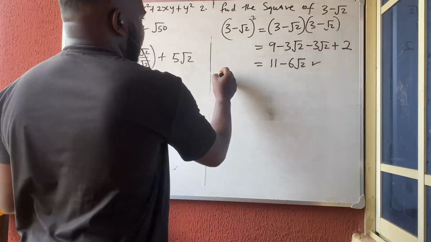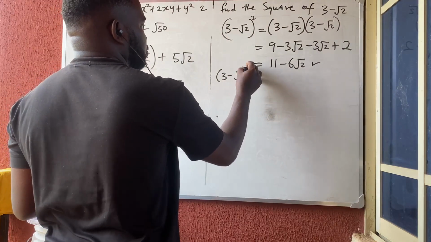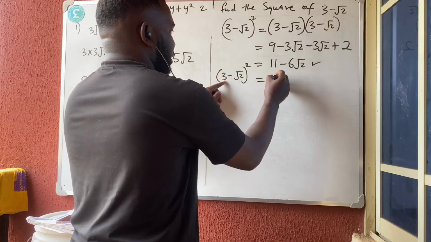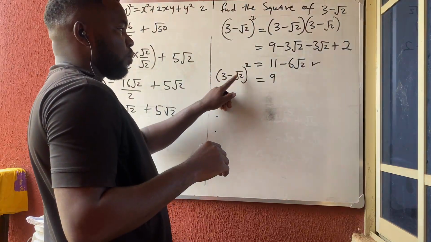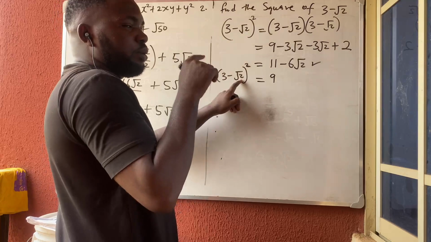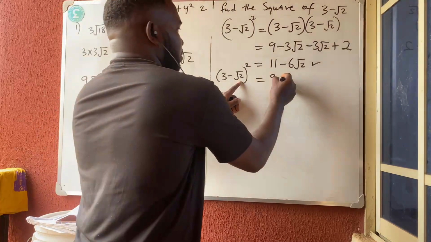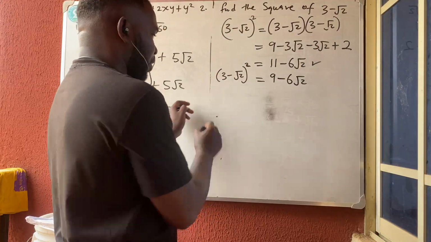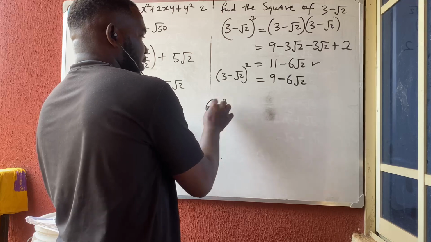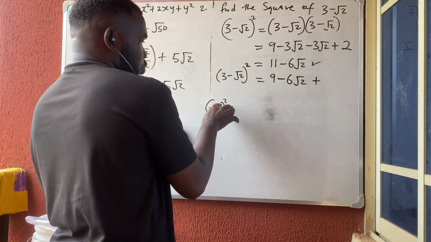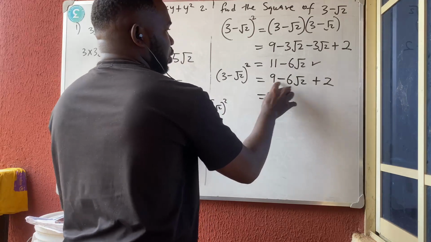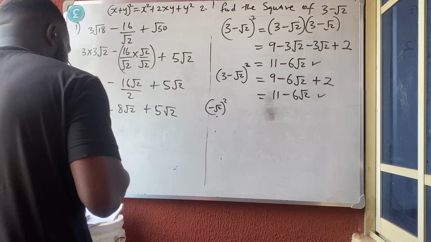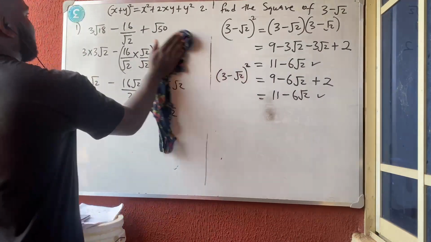So let us try it here. I have 3 minus root 2, all squared. You apply this only when you have a square outside. Square the first one, 9. Multiply the first one and the second one: 3 times minus root 2 will give you minus 3 root 2. Double it will give you minus 6 root 2. Then square the last one, that is minus root 2. Please, minus is powerful. Minus root 2, all squared. Minus squared is plus. Root 2 squared, the 2 will cancel the root to have just 2. So my answer becomes this plus this, 11 minus 6 root 2. You see, we got the same answer. But if you cannot do it that way, do it the first way.